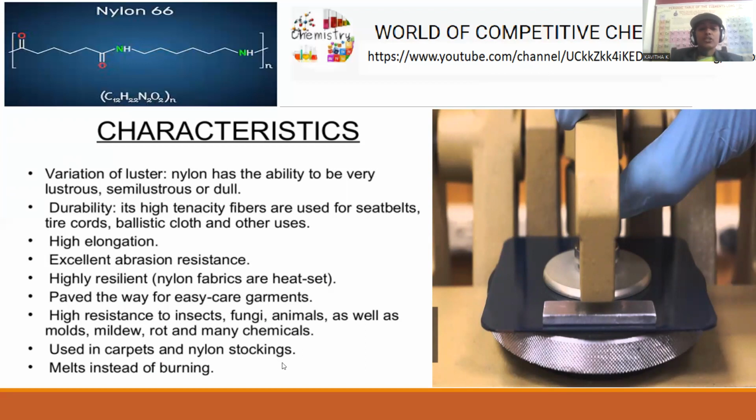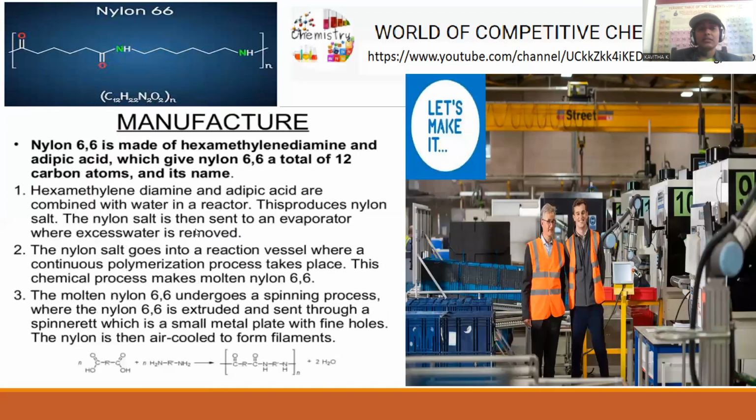Used in carpets and nylon stockings. Nylon carpets are most familiar to us, and they are made up of these polyamide moieties. Nylon stockings are also valuable. This is another kind of application for nylon because of its advantageous characteristic properties. Melts instead of burning: whenever heated to an extremely high temperature, the solid material will become soft, in a molten state, rather than burning. So it will not catch fire; rather it will melt and become a soft material. These are the characteristics, in different dimensions, given for this nylon 66 polymer.